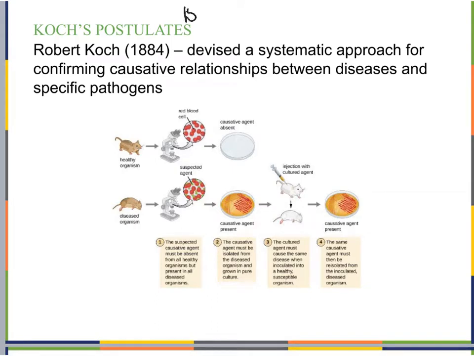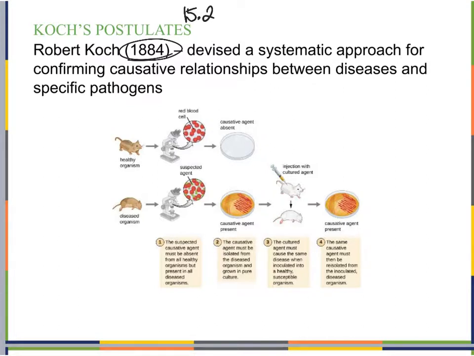So here we are in 15.2, and we're going to take a look at how pathogens are causing disease. And the first thing we're going to do, however, is take a look at Koch's postulates. Now these were derived in 1884 by Robert Koch. And what he did was he devised this approach for confirming some sort of relationship between disease and pathogens, or specific pathogens.